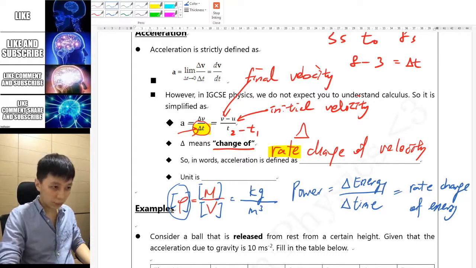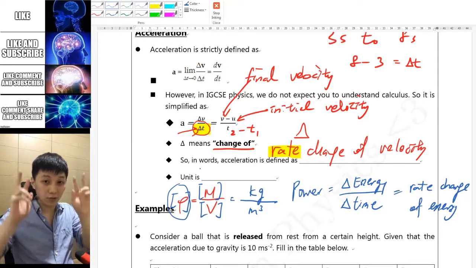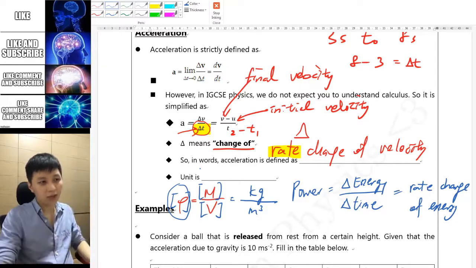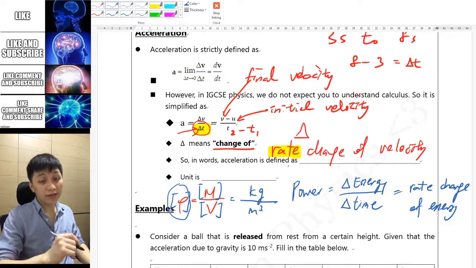By the way, when I put this square bracket, it means I'm referring to the unit of that particular physical quantity. So what do you think about the units of acceleration then? Let me give you 10 seconds to think about it.